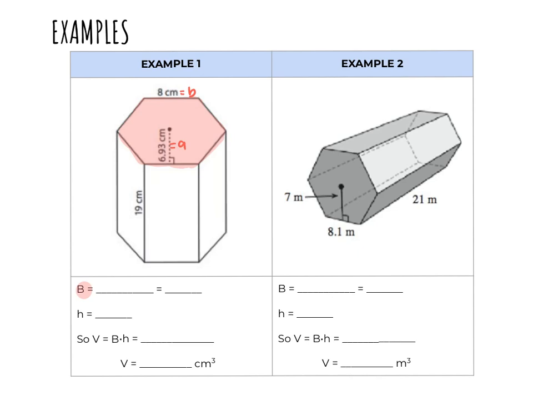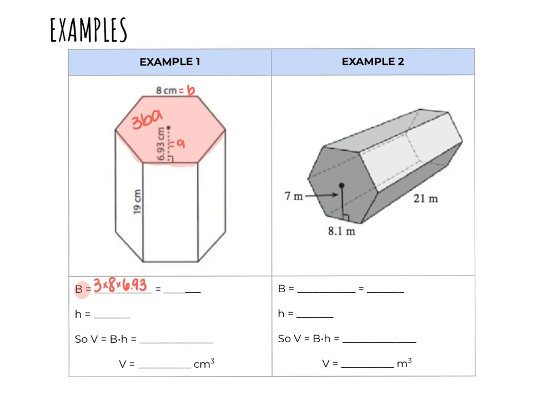So to find the area of that hexagon, I would use 3BA. So 3 times 8 times 6.93. Plugging that in, the area of that hexagon would be 166.32. The height of this prism would be the 19 centimeters.